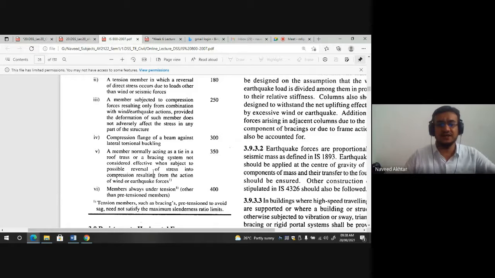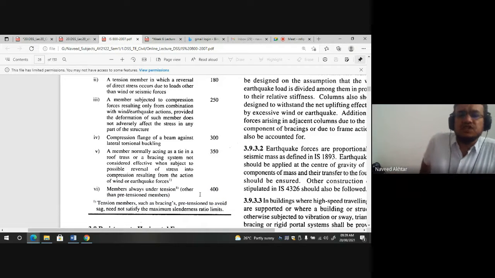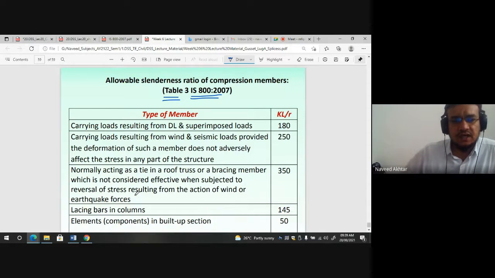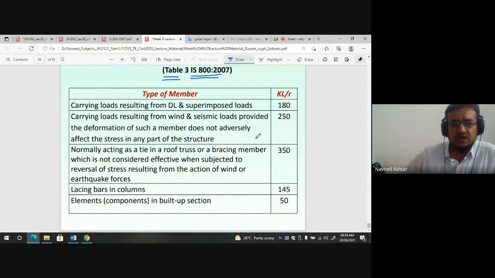That's why it is given here: reversal of the stresses in the compression member resulting from the action of wind or earthquake. Whichever of the four is dominant, it is considered. The maximum lambda value is 350, and when the member is always under tension or is a pre-tension member, the lambda value is 400. These are the maximum limits given in IS 800. This table is considered only for compression.